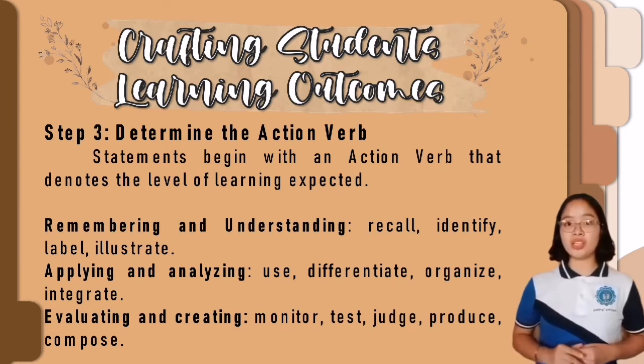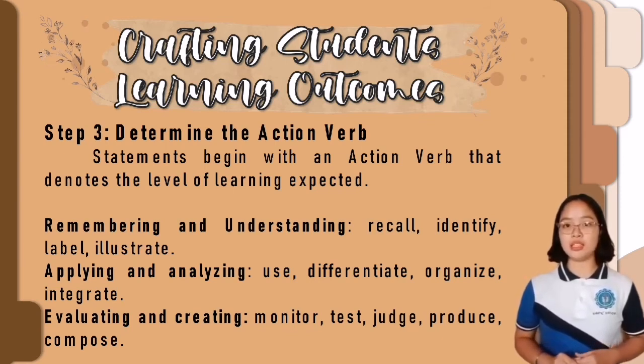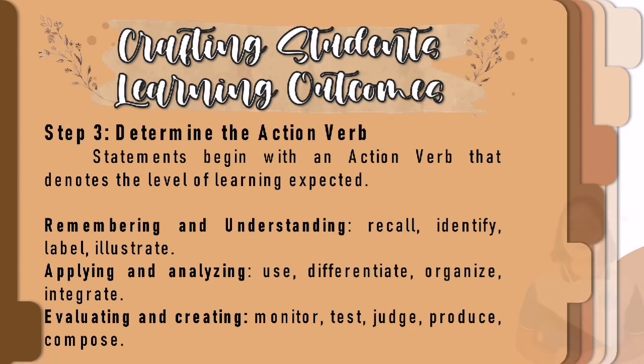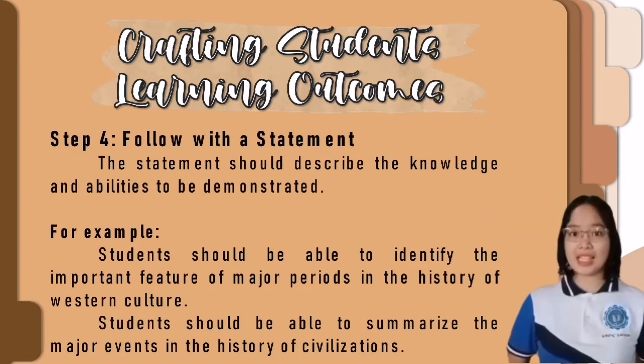Terms such as know, understand, learn, and appreciate are generally not specific enough to be measurable. In remembering and understanding, we can use recall, identify, label, and illustrate. In applying and analyzing, we can use differentiate, organize, and integrate. In evaluating and creating, we can use monitor, test, judge, produce, and compose. You can see those verbs in Bloom's taxonomy. And lastly, step 4, follow with the statement.